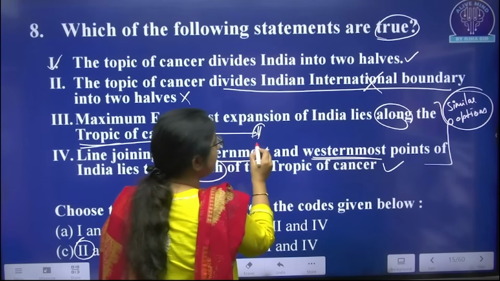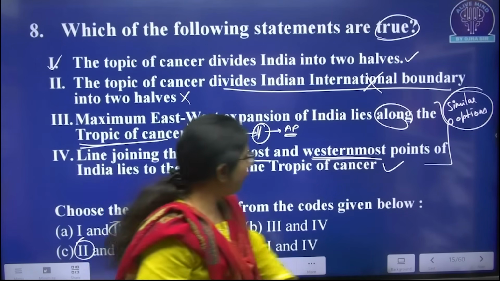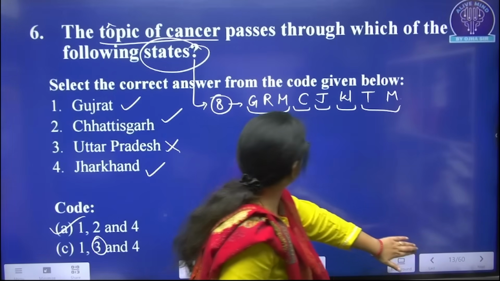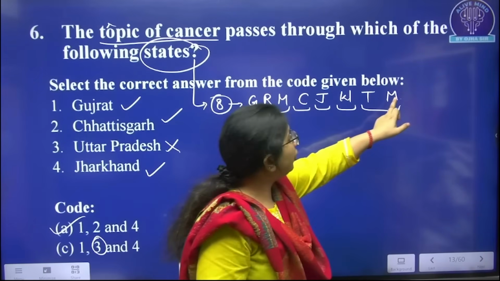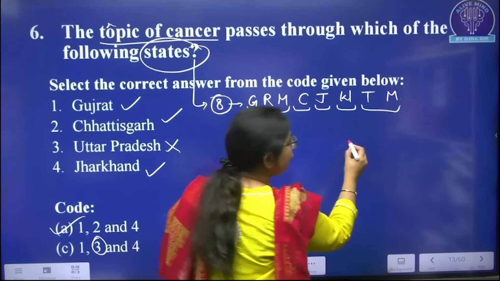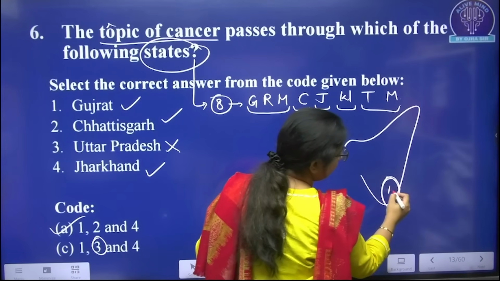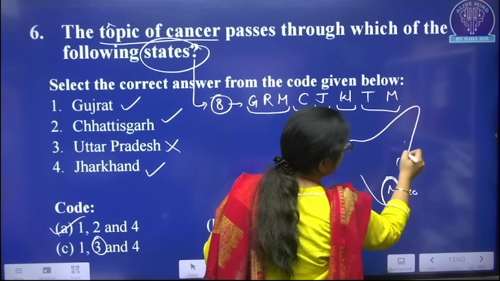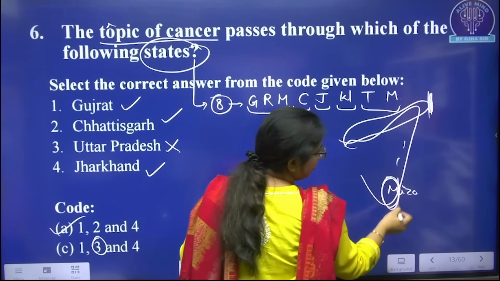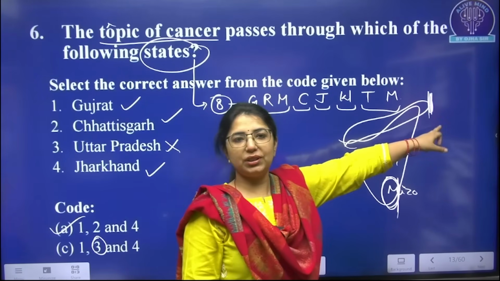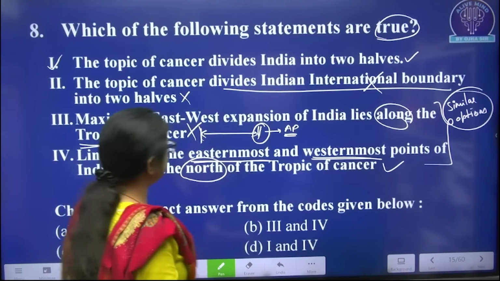Because the easternmost state is Arunachal Pradesh. And if you have done the question where we discussed the states through which the Tropic of Cancer passes, Arunachal Pradesh is not there. And if you know the map of India, here it's Mizoram, Manipur is here, Nagaland is here. This is Arunachal Pradesh. See the extent. This is the easternmost extent. So you will be able to eliminate this.